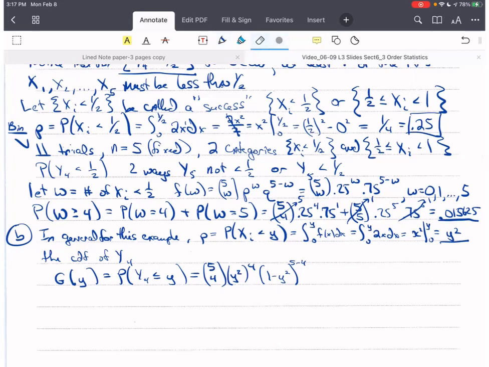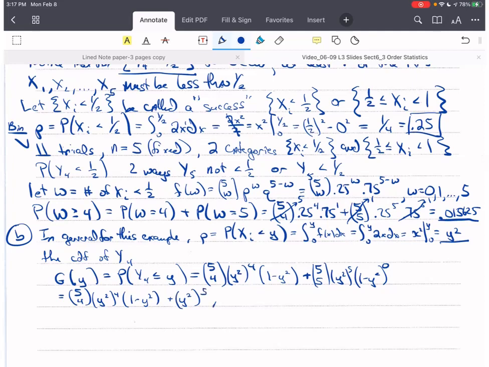When it's 1 as an exponent, we don't need to put the 1, so we won't. And then the case where we have 5 choose 5, where p is y squared to the 5, and 1 minus y squared to the 0. I can rewrite this as 5 choose 4, y squared to the 4th, 1 minus y squared, plus y squared to the 5th, where y is between 0 and 1. And this is our CDF of y4.